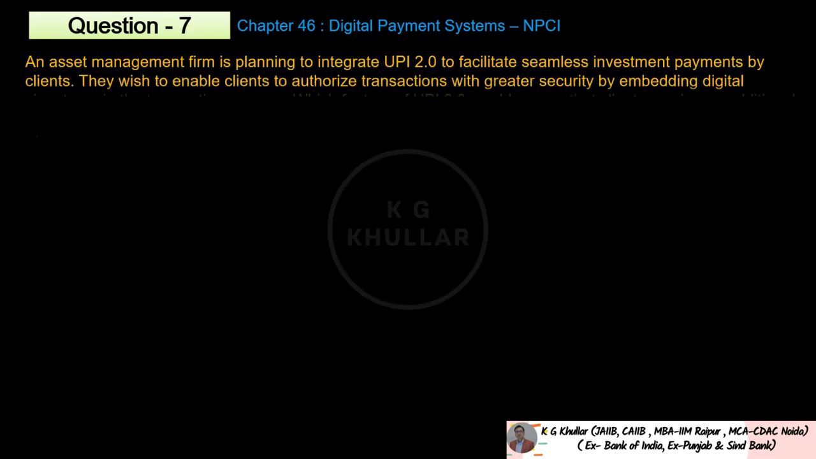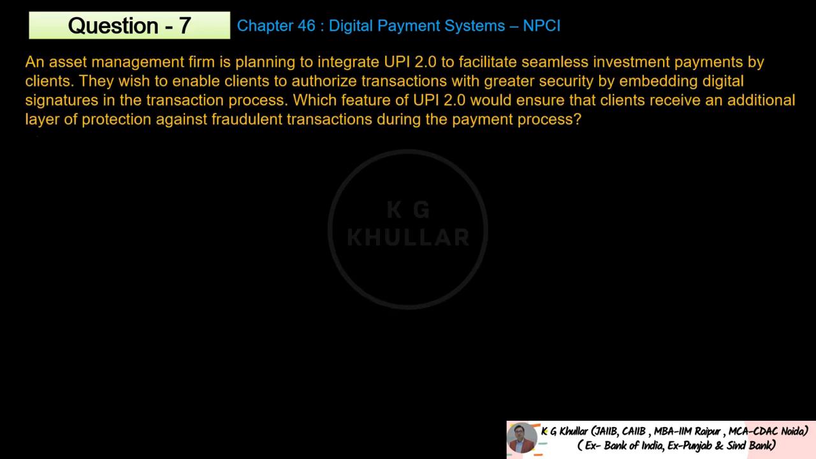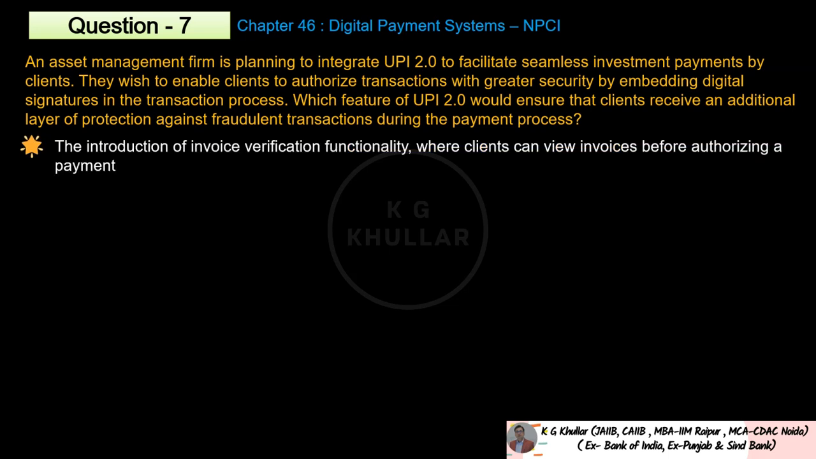The next question is from chapter 46, that is digital payment systems. And the question is, an asset management firm is planning to integrate UPI 2.0 to facilitate seamless investment payments by the clients. They wish to enable clients to authorize transactions with greater security by embedding digital signatures in the transaction process. Which feature of UPI 2.0 would ensure that clients receive an additional layer of protection against fraudulent transactions during the payment process? And these options are given to you.